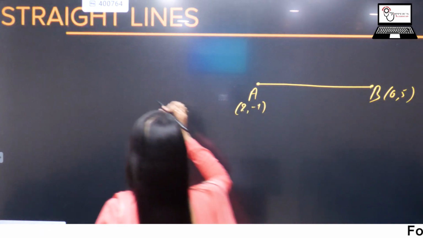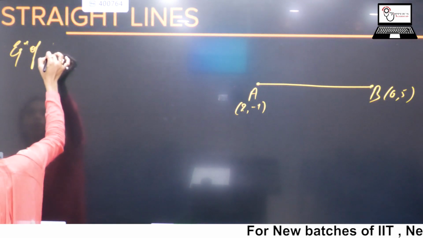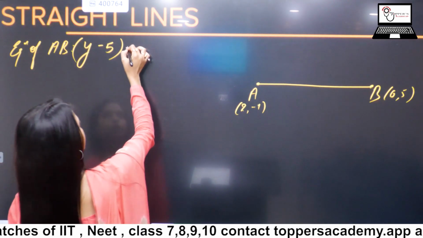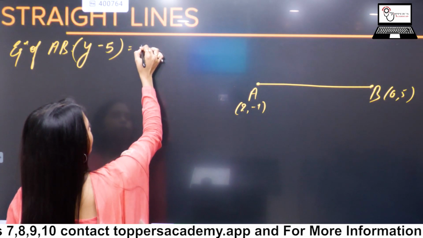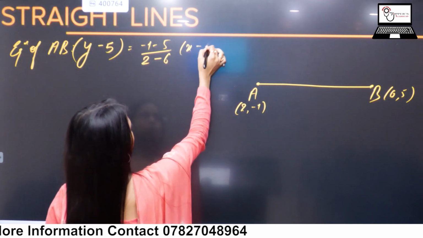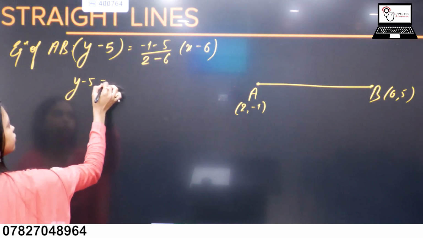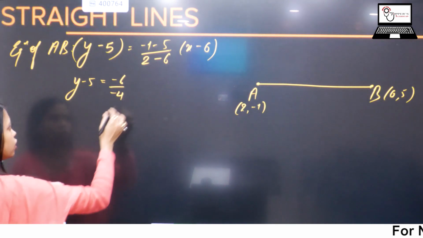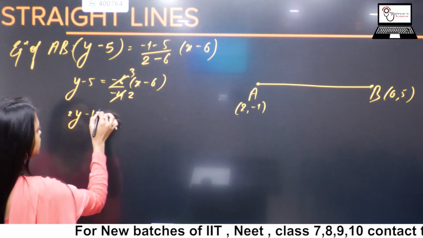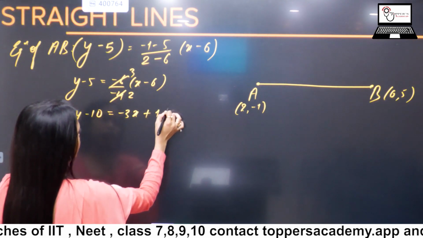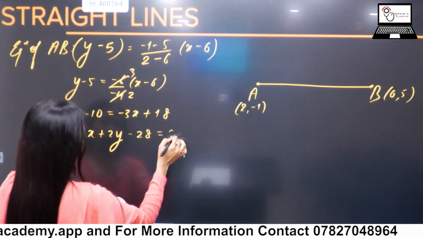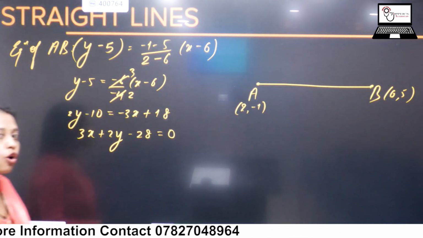6 comma 5. Equation of this line, equation of AB: y minus y1 is equal to slope (y2 minus y1 upon x2 minus x1) times x minus x1. Y minus 5 is equal to minus 6 by minus 4, x minus 6, so 2y minus 10 is equal to minus 3x plus 18, 3x plus 2y minus 28 equals 0. This is the equation of AB.